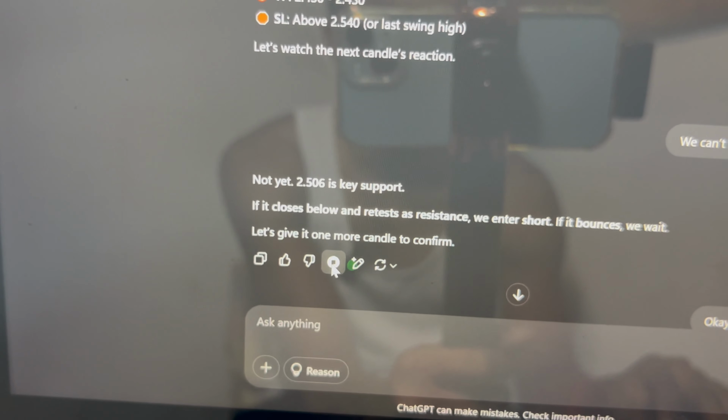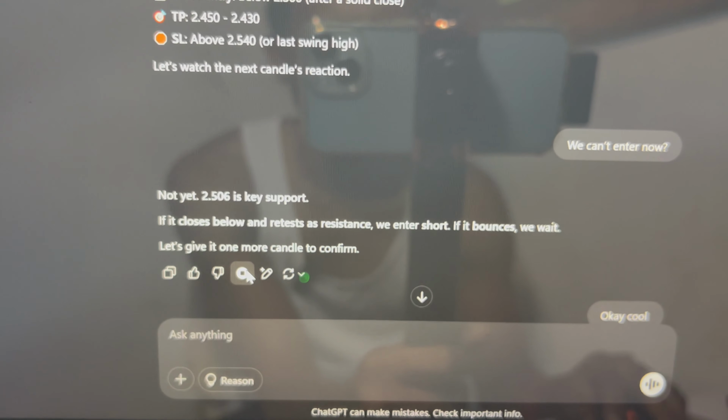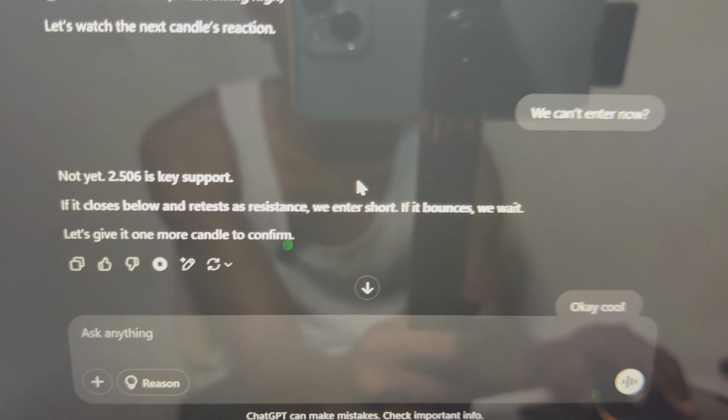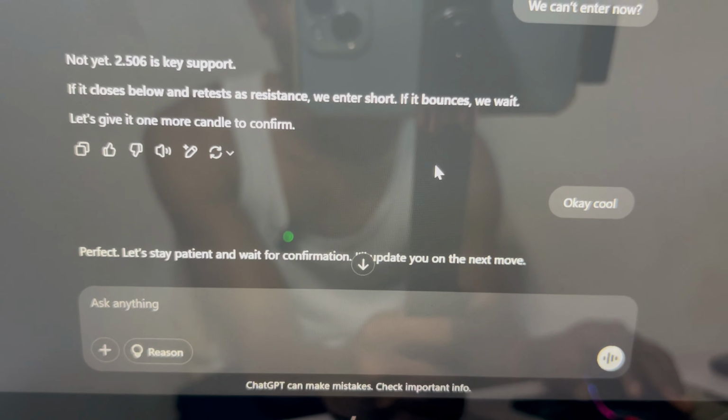Not yet. 2.506 is key support. Exactly. If it closes below and retests as resistance, we enter short. If it bounces, we wait. Let's give it one more candle to confirm.